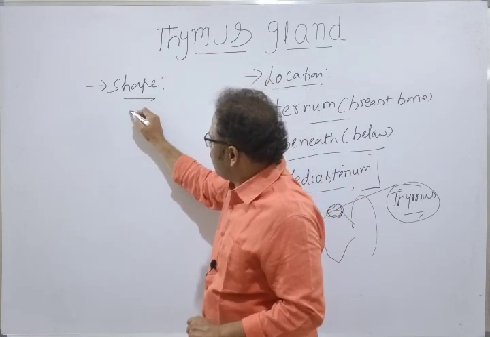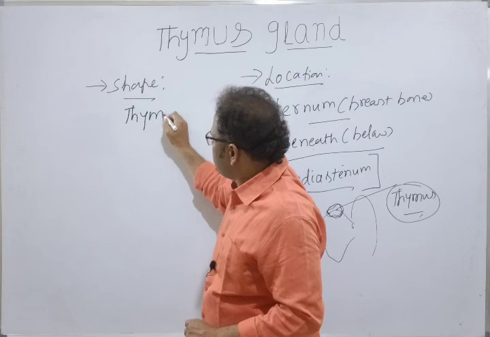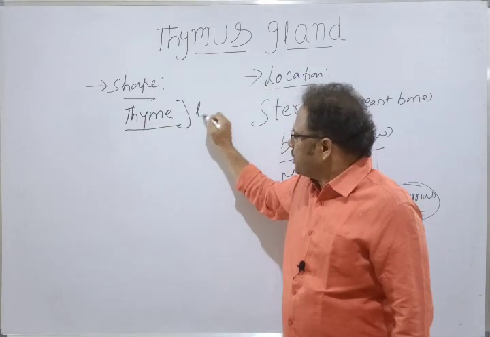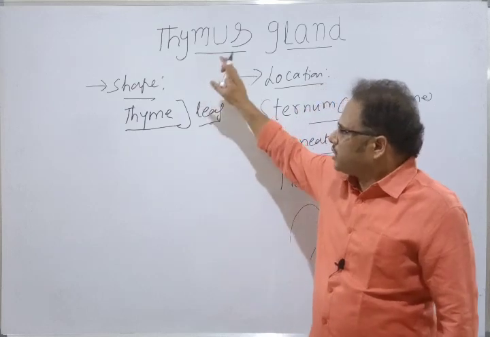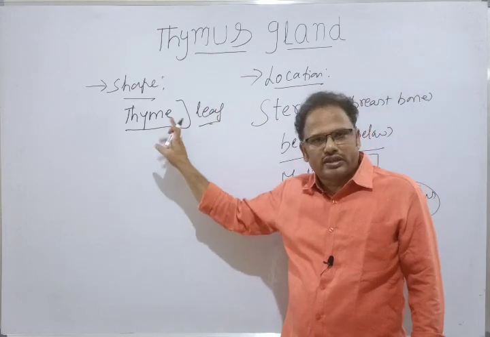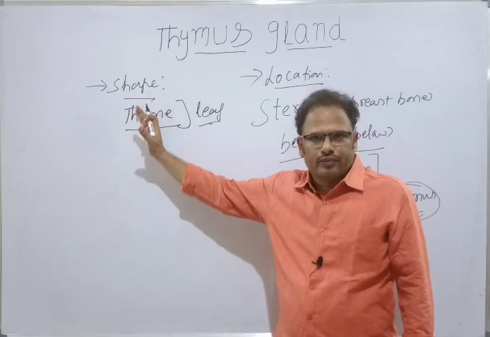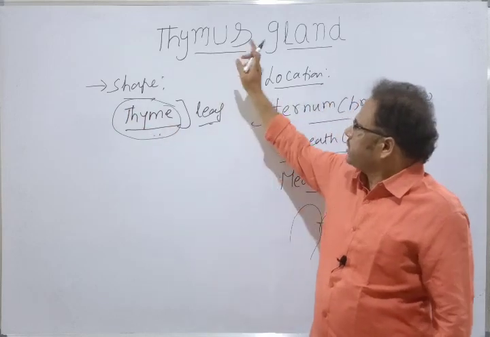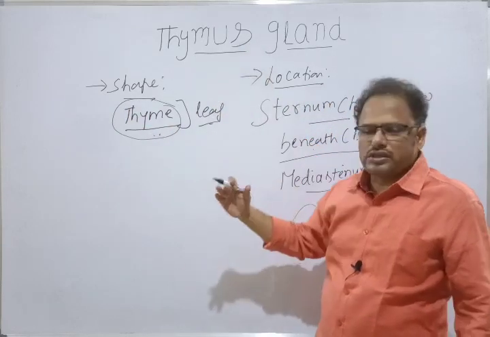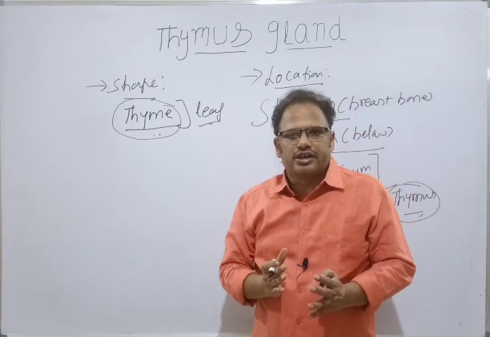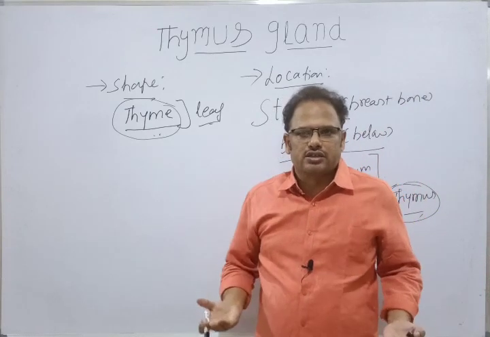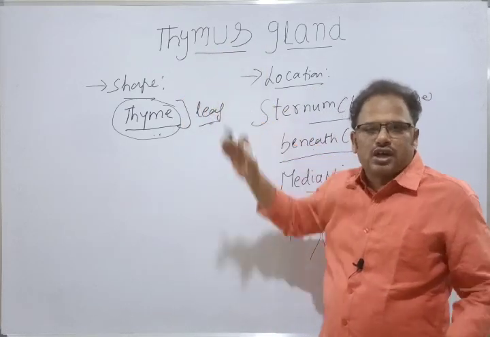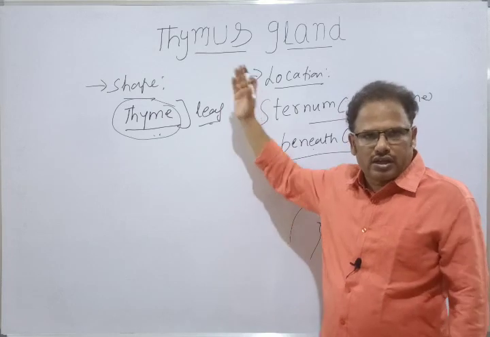The shape is like a leaf called thyme. The thymus gland resembles the shape of the leaf called thyme. That's why it's called the thymus gland. What is a gland? Any structure which releases secretions is called a gland. Likewise, the thymus is also a gland which comes up with various secretions.